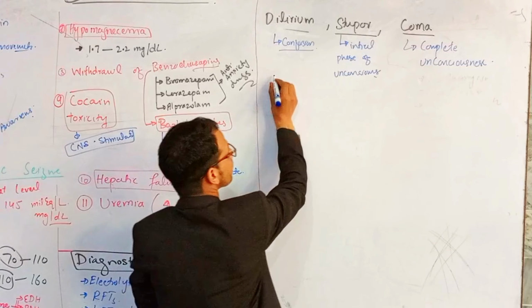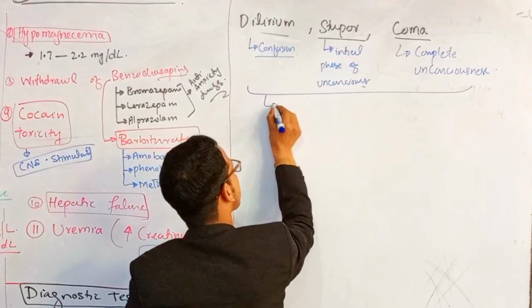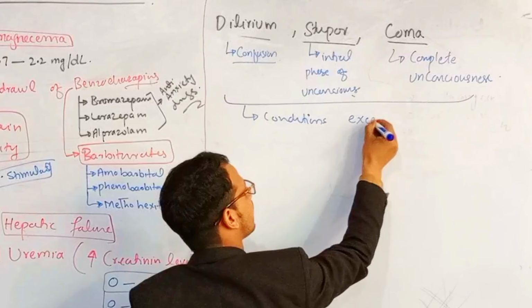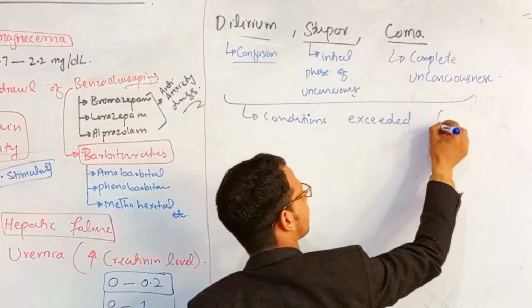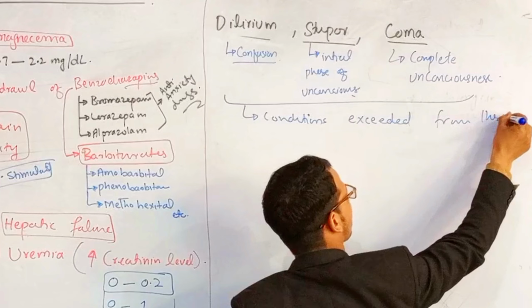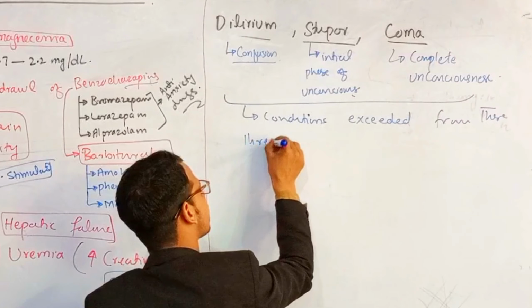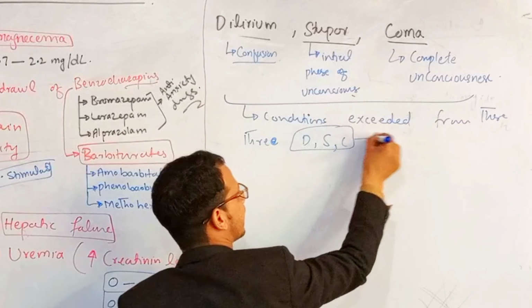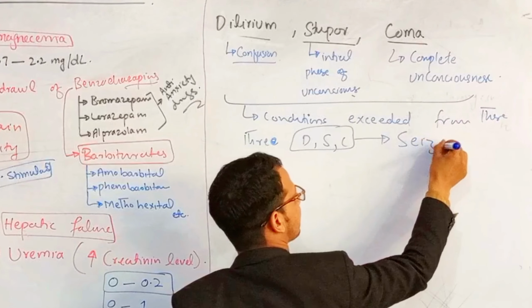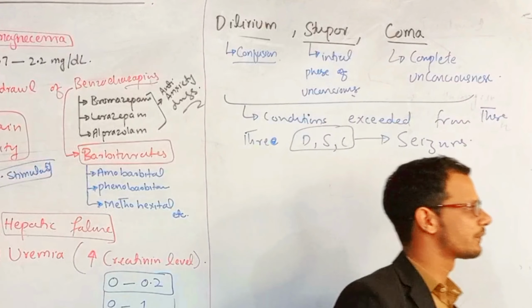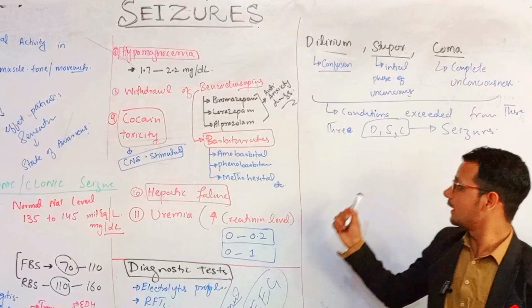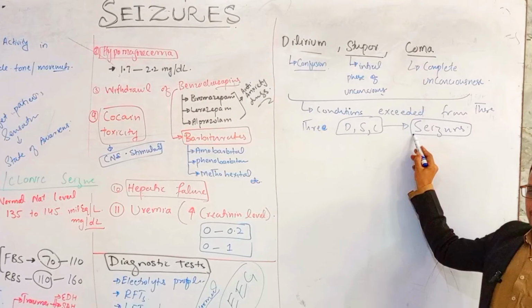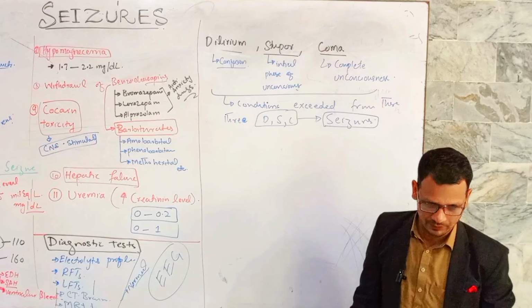When a condition exceeds these 3, delirium, stupor, and coma, it will cause seizures. Now here I want to mention what is the clinical difference between seizures and epilepsy.